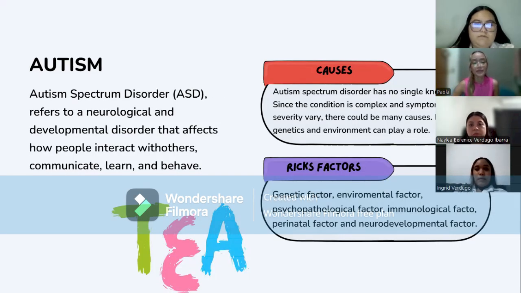Okay, autism is a disability too. It's a spectrum disorder. ASD refers to a neurological and developmental disorder that affects how people interact with others, communicate, learn, and behave. Autism spectrum disorder has no single known cause. Since the condition is complex and symptoms and severity vary, there could be many causes. Both genetics and environment can play a role.